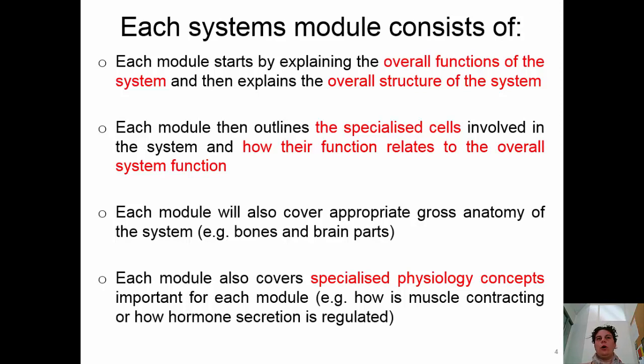So all of the modules are going to have some specialized physiology concepts that are only relevant for that particular system. So how is muscle contracting? How are the hormones being secreted? How is it that your exocrine gland will give you protection and regulate thermoregulation? How is that done? These are specialized physiology concepts that you're going to encounter just in a particular system.